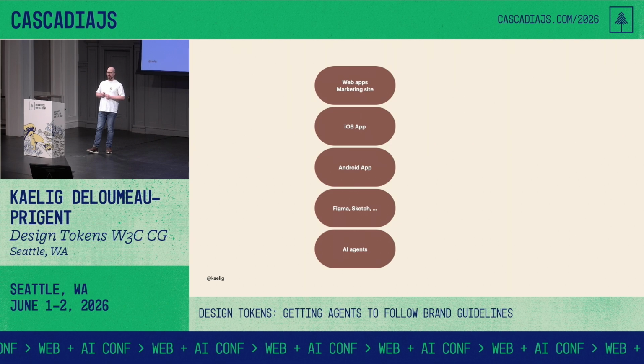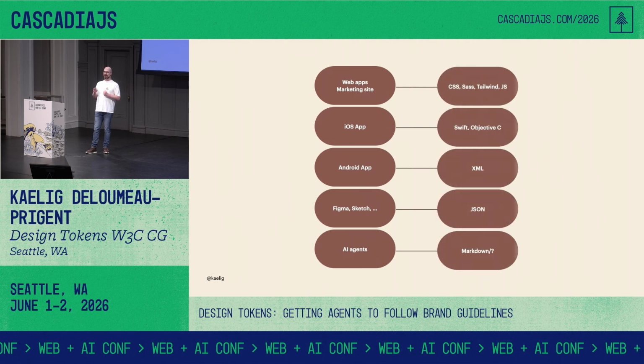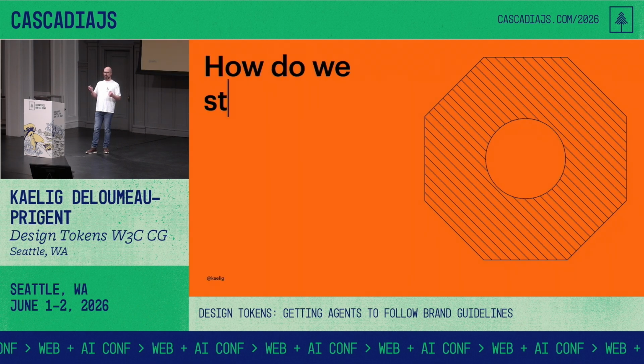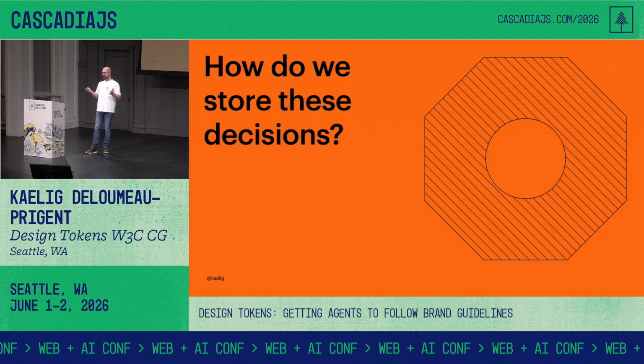So we've got all of these apps, and we need to cover a lot of ground. We've got our web apps, marketing, iOS, Android. We've got our design tools, Figma, Sketch, Penpot, etc. And we've got AI agents. They all need to speak a different language to consume your design system and your design decisions. So the first step is to understand how we're going to store these design decisions.